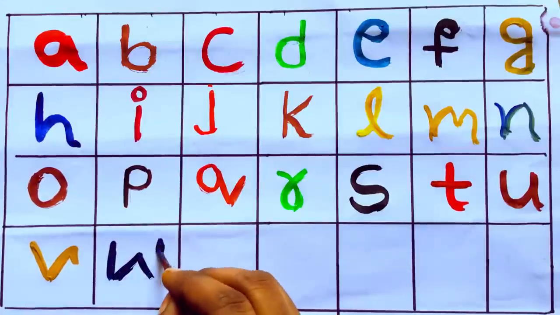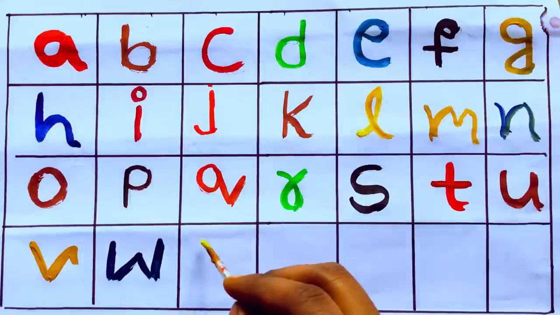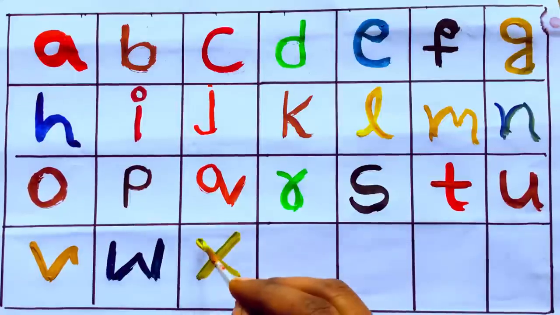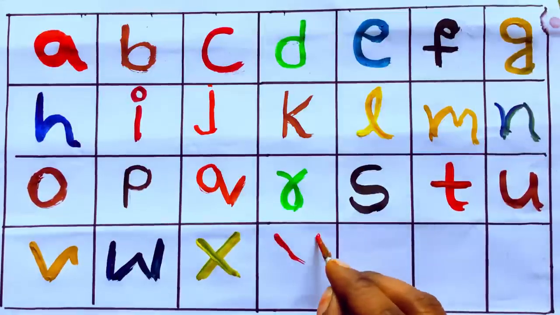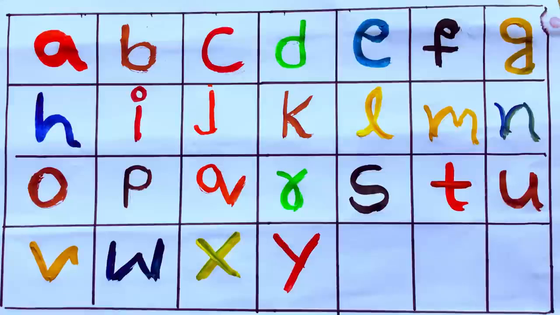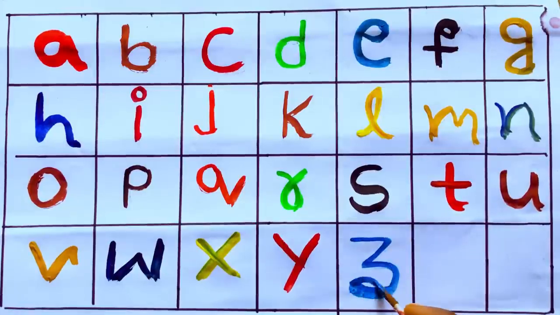Black color, W for warm. Yellow color, X for Xerox. Orange color, Y for yellow. Sky blue color, Z for zebra.